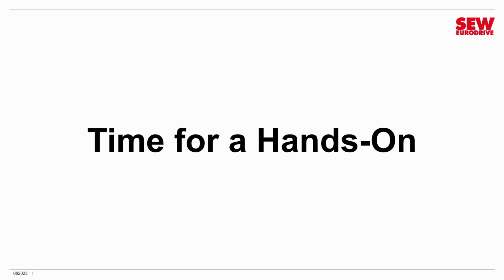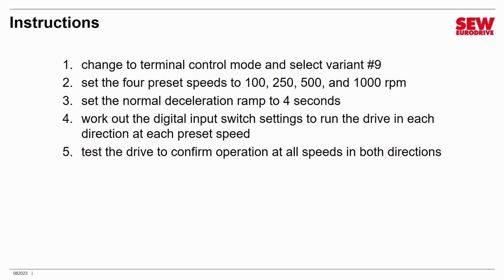Here are the instructions. I'd like you to try this on your VFD. Change to terminal control mode and select variant 9. We haven't looked at that one, so you'll have to figure out how it works using what you've learned. I'd like you to set the 4 preset speeds to 100, 250, 500, and 1000 RPM. I'd like you to set the normal deceleration ramp time to 4 seconds. Then work out the digital input switch settings to run the drive in each direction at each preset speed. And finally, test your drive to confirm operation at all speeds in both directions.